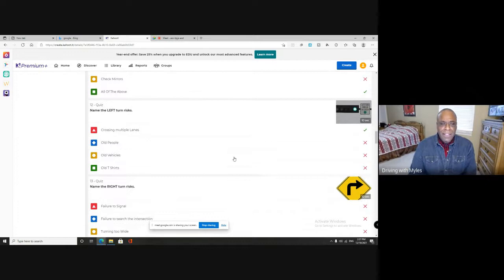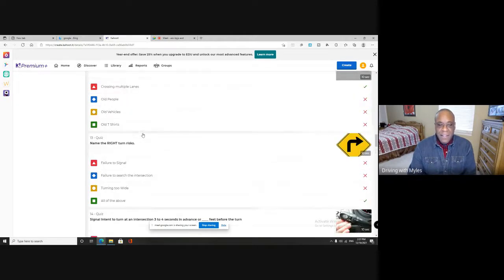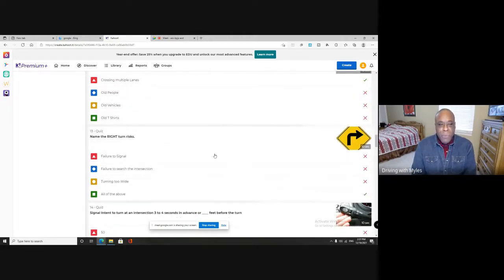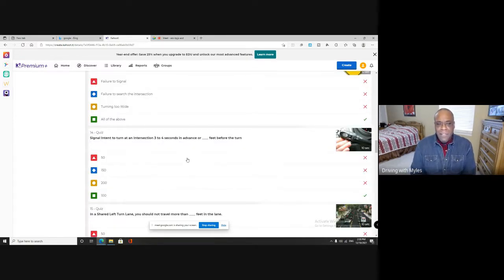Number 12, name the left turn risk: crossing multiple lanes of traffic. Number 13, name the right turn risks: turning too wide, beginning drivers turn too slow, turn too short, failure to search the intersection, and failure to signal. Number 14, signal intent to turn at an intersection 3 to 4 seconds in advance or blank feet before the turn. This is 100 feet or half a block.